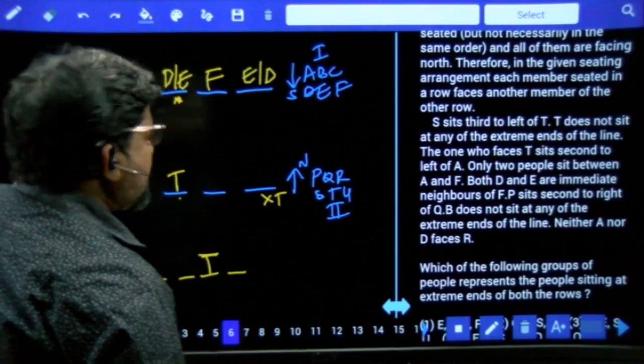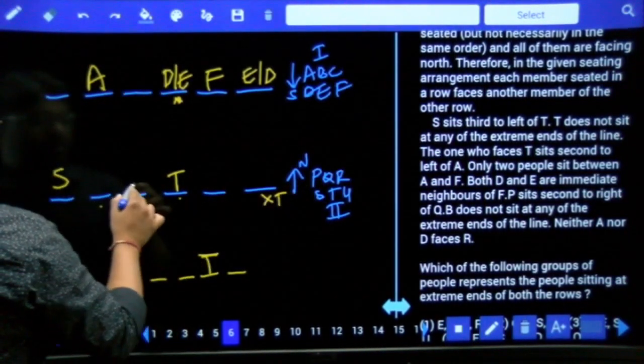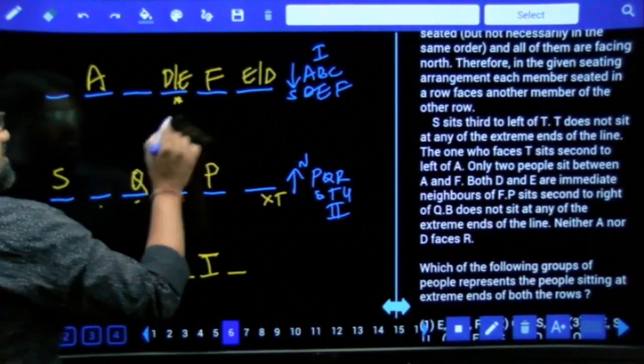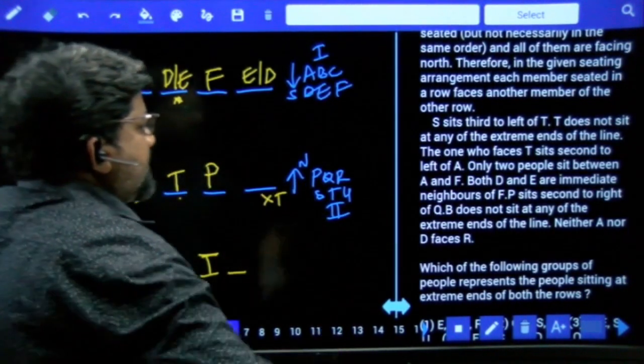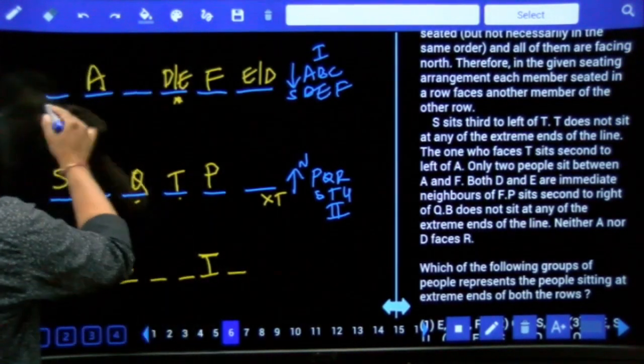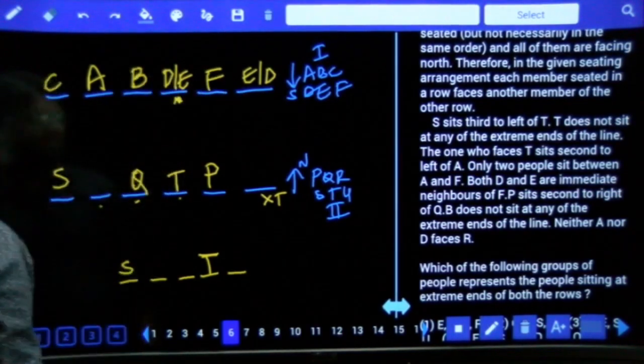P sits second to the right of Q. Q is facing north. Q second right. Yes, at the right side of T, it's not possible. So P sits second to the right of Q, done. B does not sit at any of the extreme ends of the lines. B is not sitting in the corner. So this is B, A, B, C. C is missing. This is C.